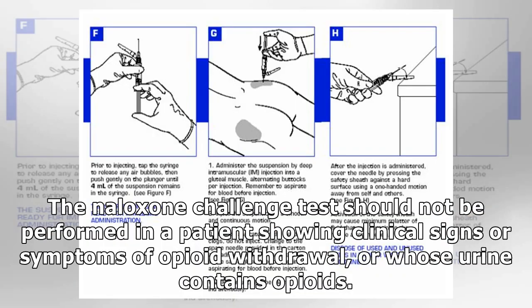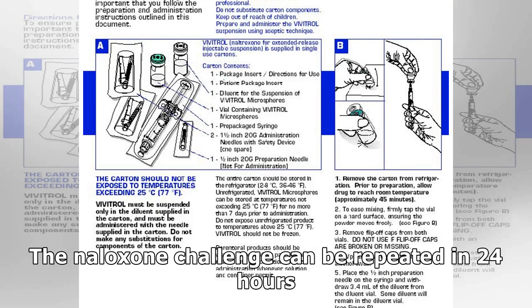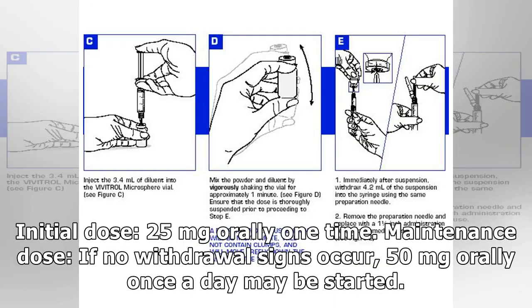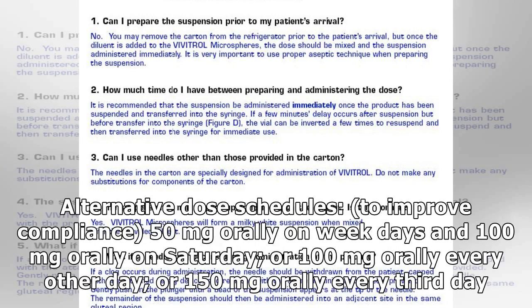The naloxone challenge test should not be performed in a patient showing clinical signs or symptoms of opioid withdrawal, or whose urine contains opioids. The naloxone challenge can be repeated in 24 hours. Initial dose: 25 mg orally one time. Maintenance dose: if no withdrawal signs occur, 50 mg orally once a day may be started. Alternative dose schedules, to improve compliance.